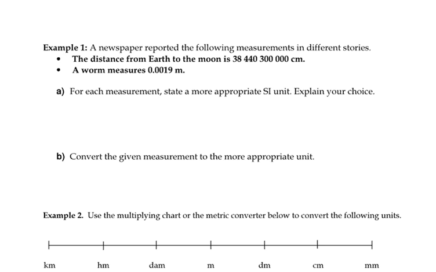A newspaper, actually we don't need our rulers just yet. You can keep them down on your desk. A newspaper reported the following measurements in different stories. So we actually turn the page and we're going to skip over to page 5 now. We're going to come back to that later.